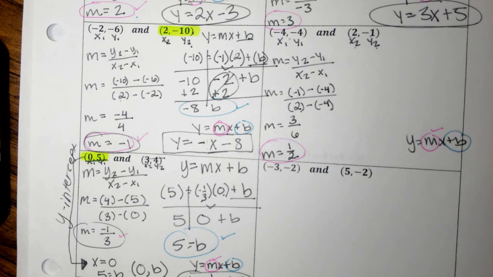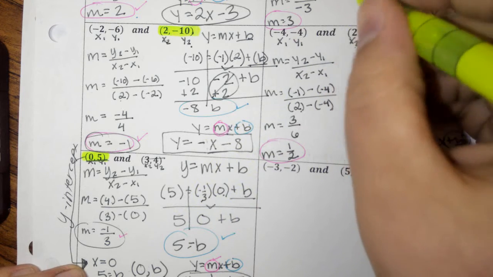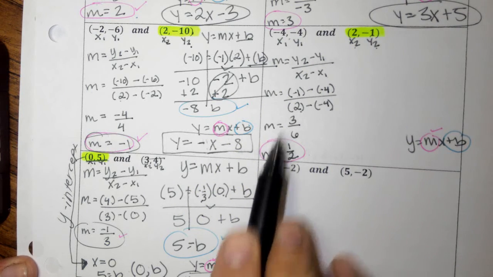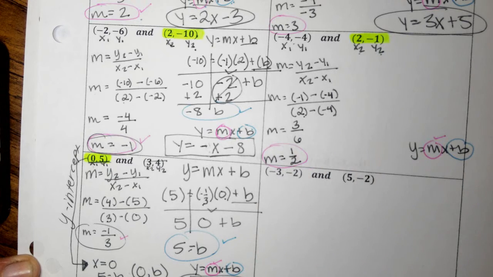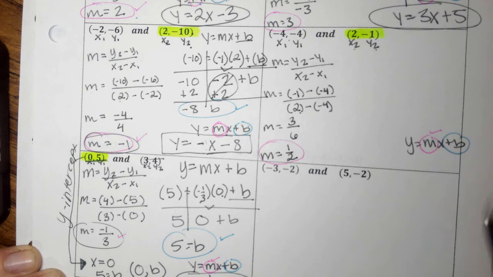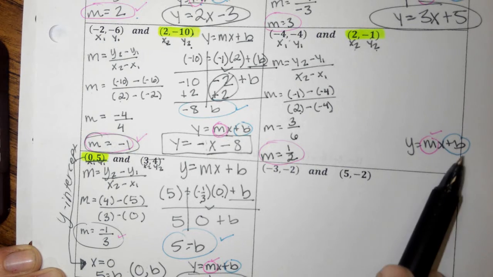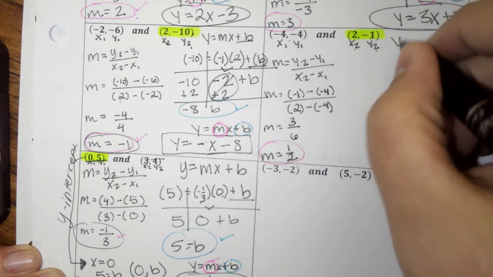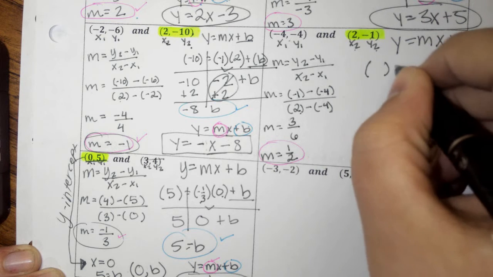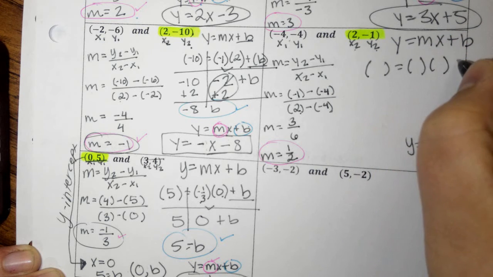To find b, we're going to have to pick one ordered pair. I'm going to pick the second ordered pair because 2's and 1's are easier for me to work with than the 4's. So now I know m, x, and y, which means I can rewrite this equation, leaving everything as a number except for b. I can solve for b and then have both m and b. We're going to rewrite y equals mx plus b, replacing all of our letters with parentheses. We're solving for b, so that's going to stay a letter.